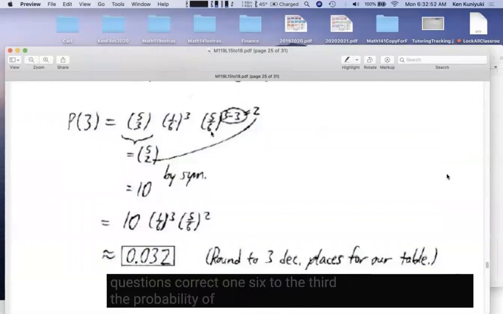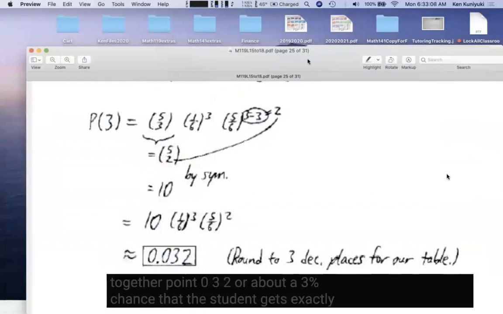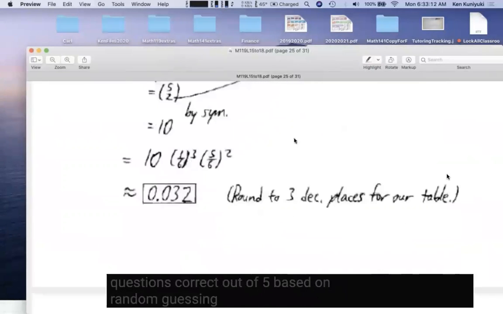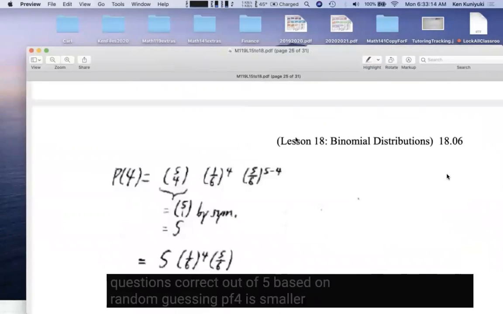The probability of failure, the probability of getting a question wrong, Q, is 5/6, which is 1 minus a 6th. 5/6 to the number of failures or questions wrong, that's 2. Right? You put these all together, 0.032, or about a 3% chance that the student gets exactly 3 questions correct out of 5 based on random guessing. P of 4 is smaller.